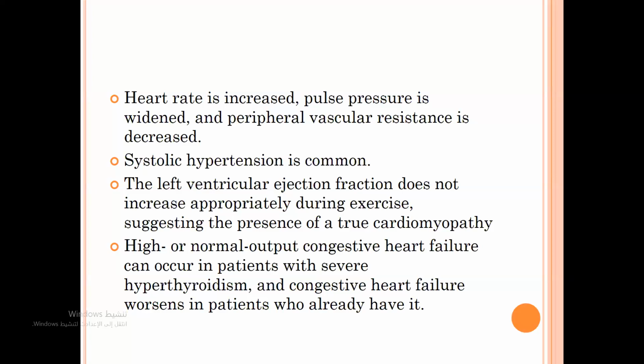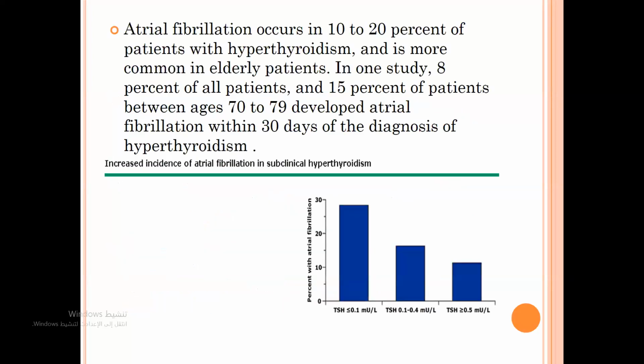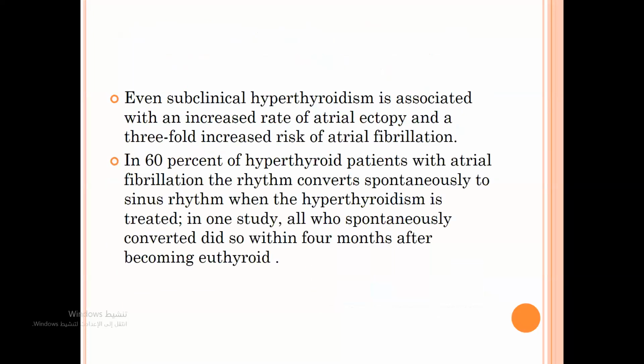High or normal output congestive heart failure can occur in patients with severe hyperthyroidism, and congestive heart failure worsens in patients who already have it. Atrial fibrillation occurs in 10 to 15% of patients with hyperthyroidism and is more common in elderly patients. In one of the studies, 8% of all patients and 15% of patients between ages 70 and 79 developed atrial fibrillation within 30 days of diagnosis of hyperthyroidism.